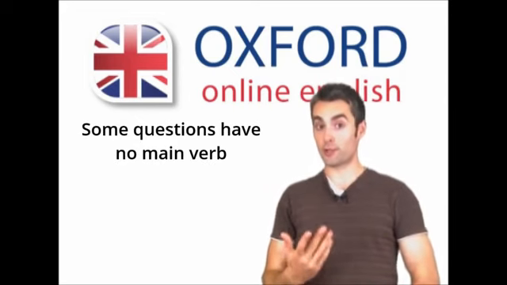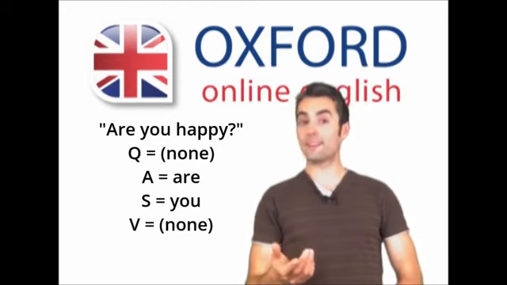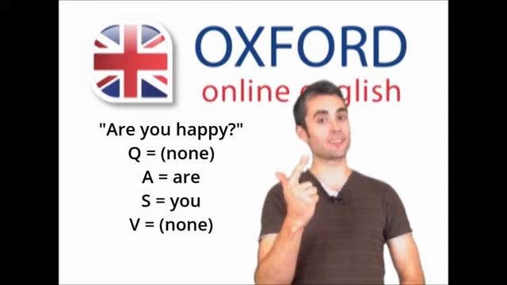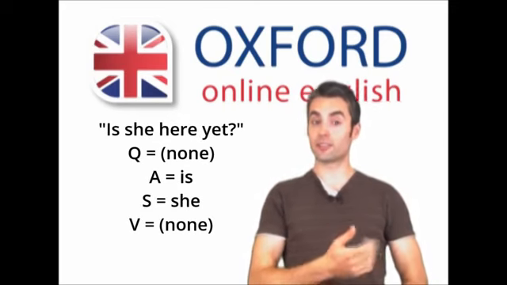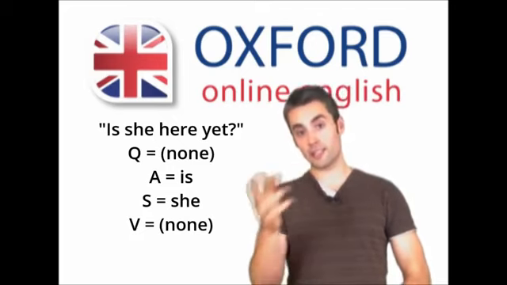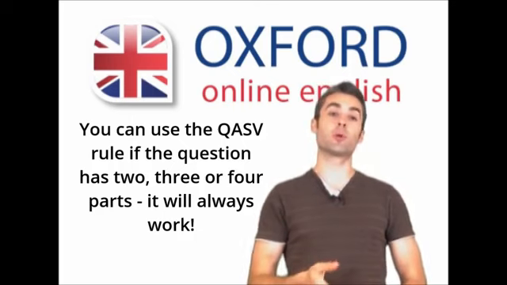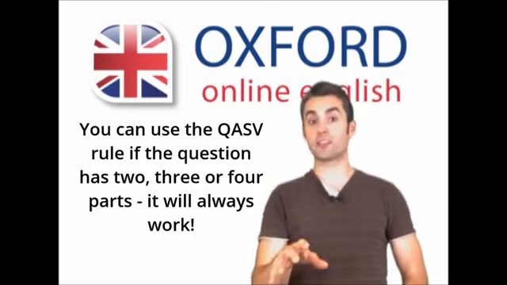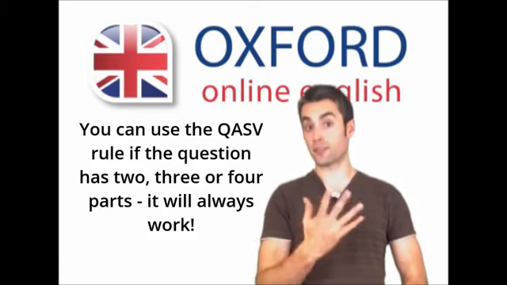You can also have a question without a main verb, like, are you happy? So, are, auxiliary, you, subject, happy. Is she here yet? Is, auxiliary, she, subject, here yet. So QASV still works for all of these questions. You just use the QASV rule with the parts you have. If you have two parts, or three parts, or four parts, it's the same rule.